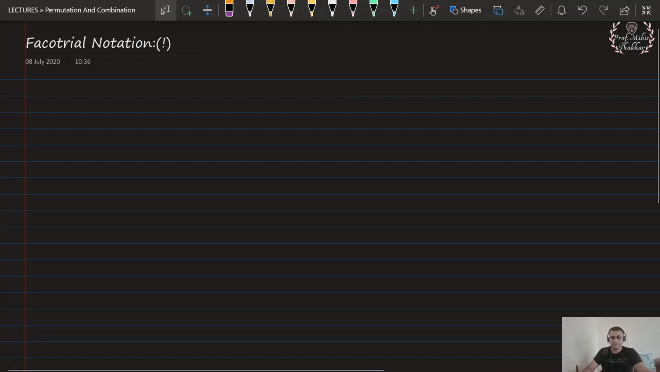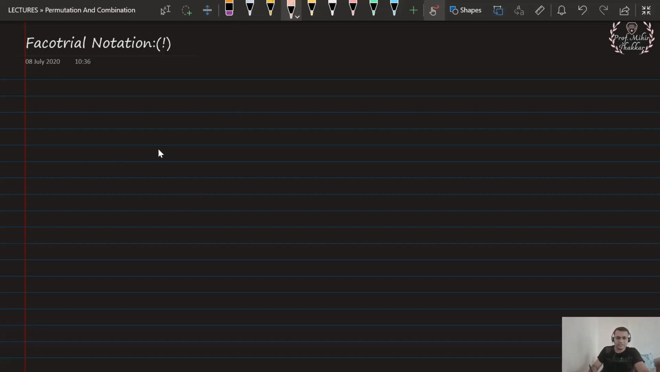Okay, we are starting with a simple chapter, permutation and combination. Under that, the first thing that we require is something called a factorial notation, which is generally represented by an exclamation mark. So, the question is, how do we calculate this factorial notation? How we apply it should be very clearly known to us.